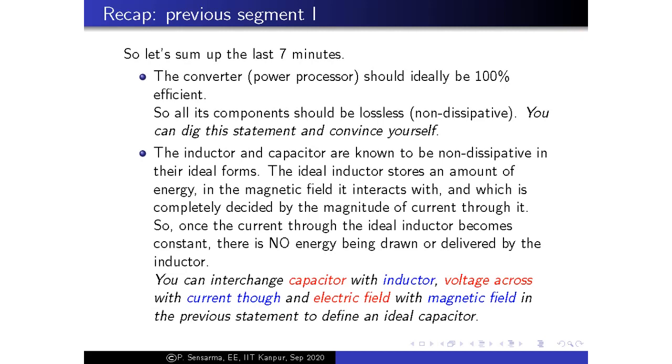The obvious candidates for lossless elements, as we know from our basic electrical engineering studies, are the ideal capacitor and the ideal inductor. So, it doesn't come as a surprise when we show those two elements as obvious occupants of the power converter.